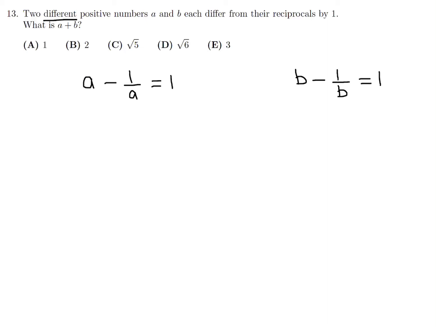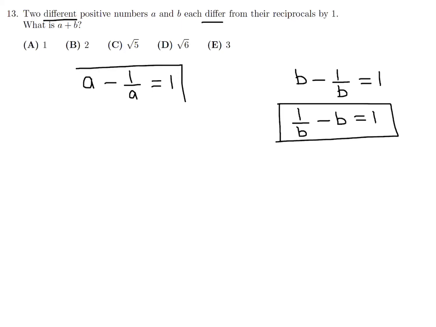So they don't actually tell you how to do the subtraction. They just tell you they differ. So that means I could do it like this. I could say 1 over B minus B is equal to 1. You see what I mean? So this is a little bit of an interesting question. So let's work with what we have and try to calculate.